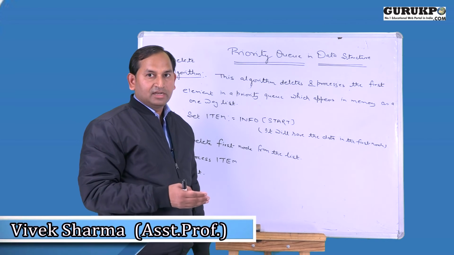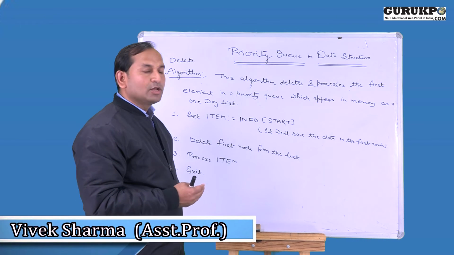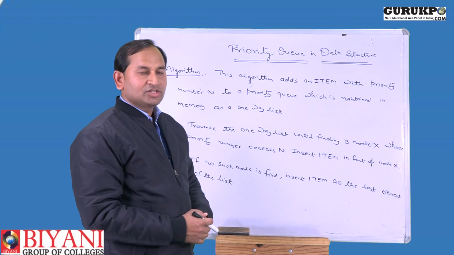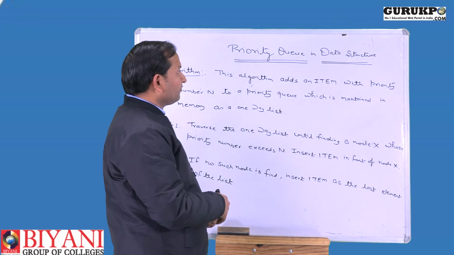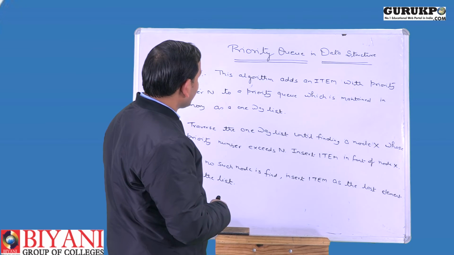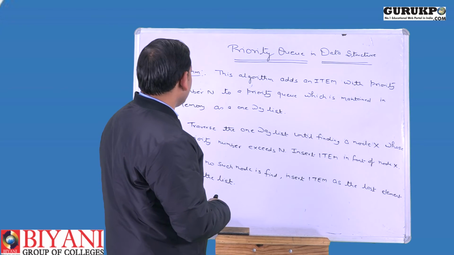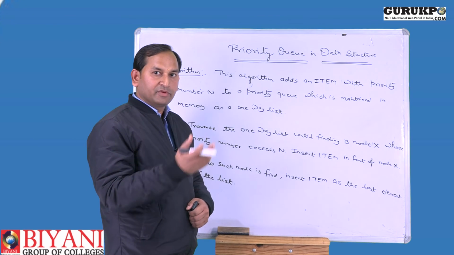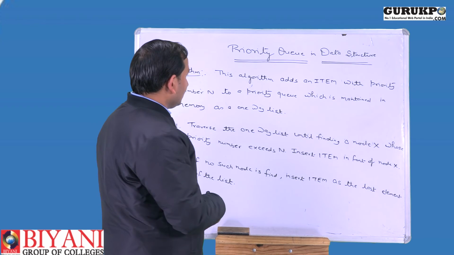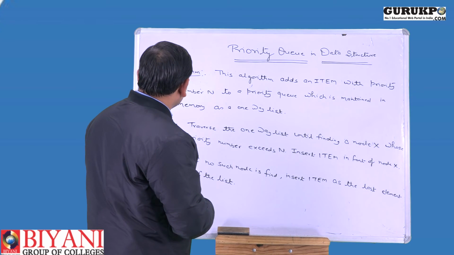Now, we will discuss the insert algorithm of priority queue. This algorithm adds an item with priority number n to a priority queue which is maintained in memory as a one way list. So, according to the priority, we will add a particular item. There are two steps.